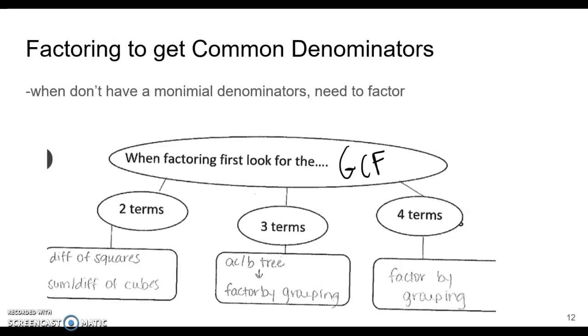Okay, so we're going to be getting into some problems. We've already done a little factoring this lesson, but sometimes to get common denominators, when we don't have monomial denominators, meaning one term, we need to factor to get all the potential denominators. So we're going to go ahead and see what that looks like.